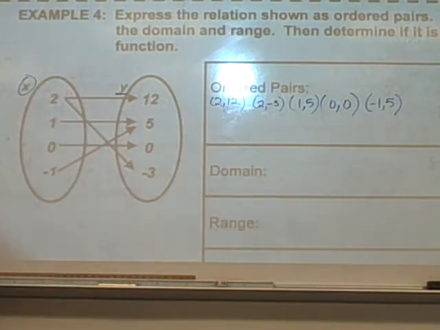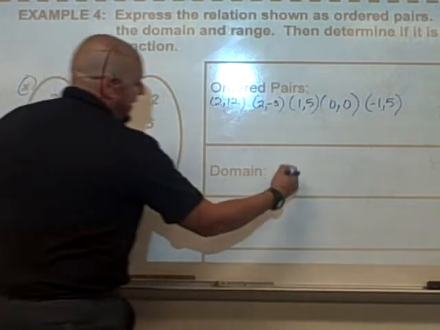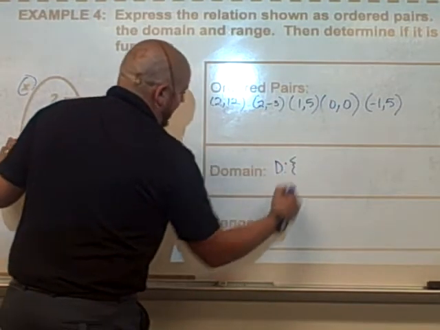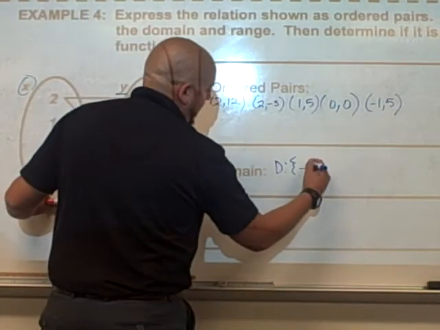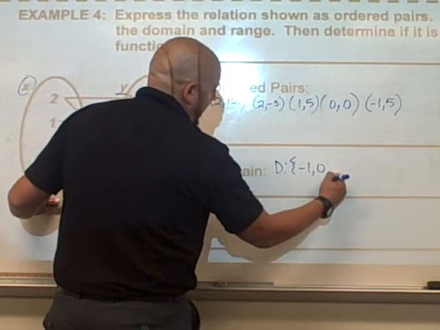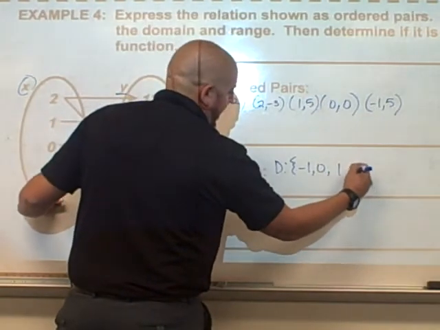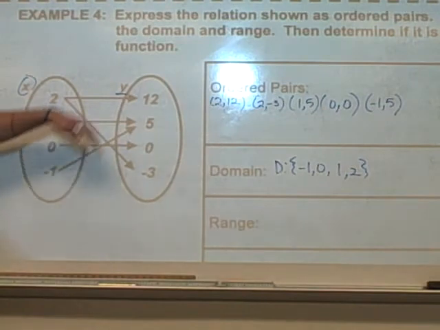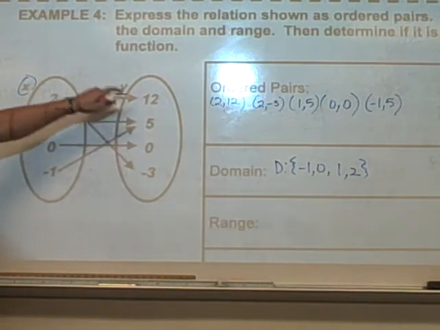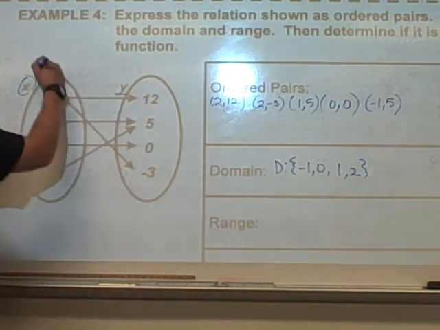What's our domain? Well, it is all my x values, so when I have mapping, this is really easy. I can go ahead and do this right away. Domain, so D, dot, dot, brackets, all my x values. If I put them in order from least to greatest, I have -1, 0, 1, and 2. That's pretty simple. Range is even just as easy as the domain. All my y values. So here's my domain.